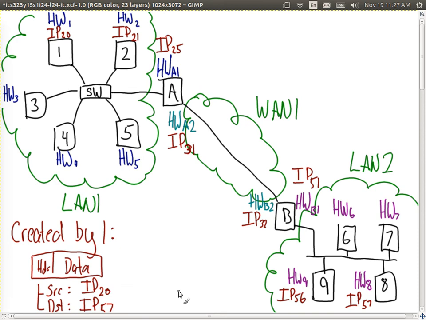The way that computer 1 sends this datagram to A is using the LAN technology. It creates an Ethernet frame. I will not draw it, but there will be an Ethernet frame. The source will be HW1. The destination will be HWA1. It sends it to A. A sends a frame to B. B then finally sends a frame to 8.